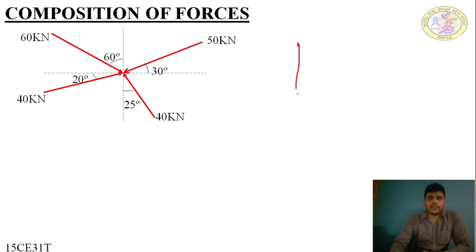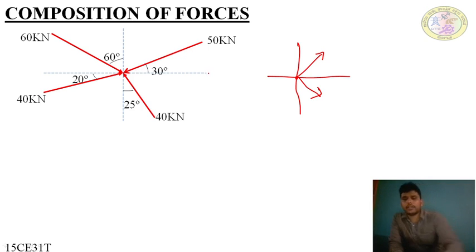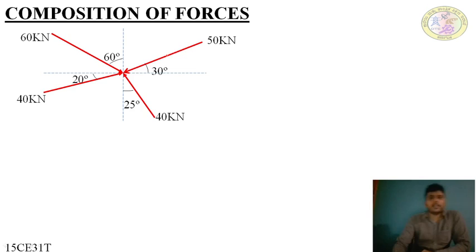In the previous problem, we solved divergent concurrent forces, which were moving away from the point of intersection. But here it is a convergent kind of forces. If we resolve the forces like this, there will be a horizontal force and a vertical force. The horizontal force will be in this direction, negative.